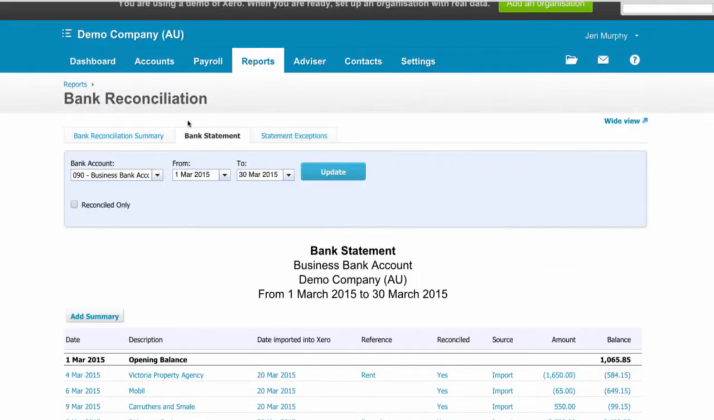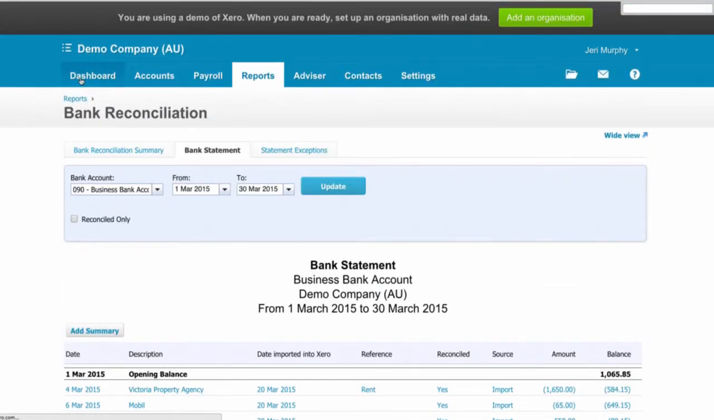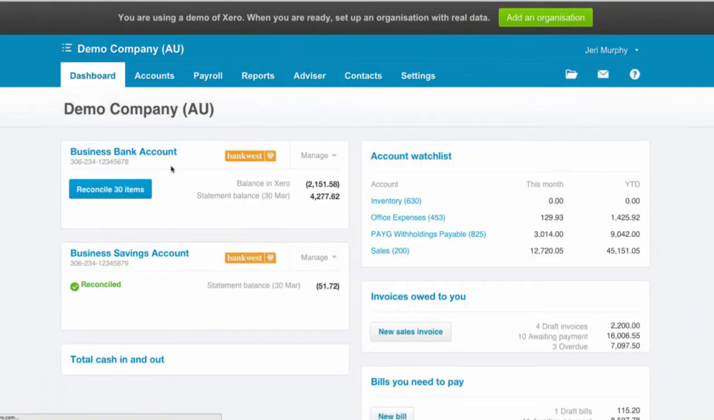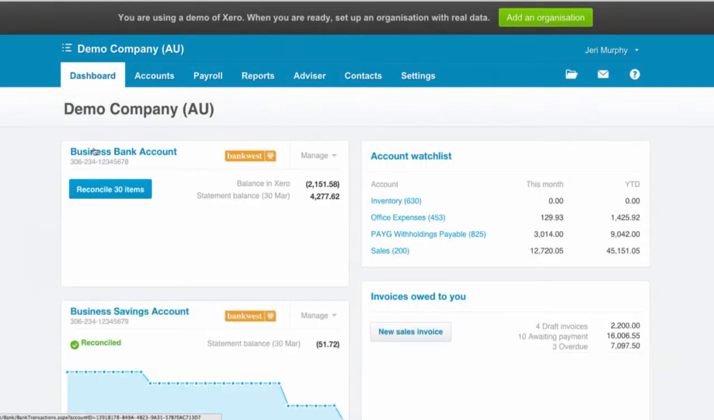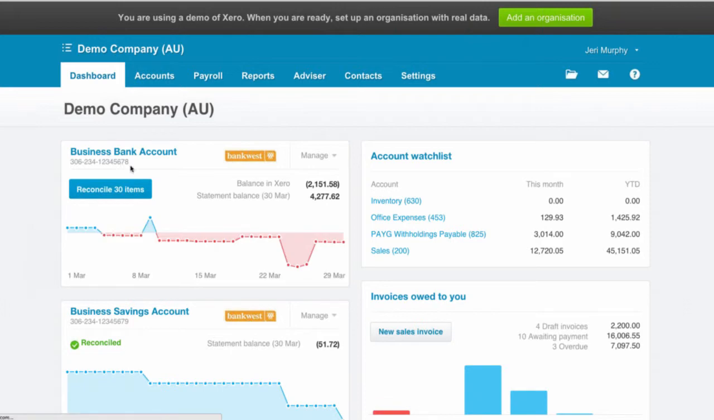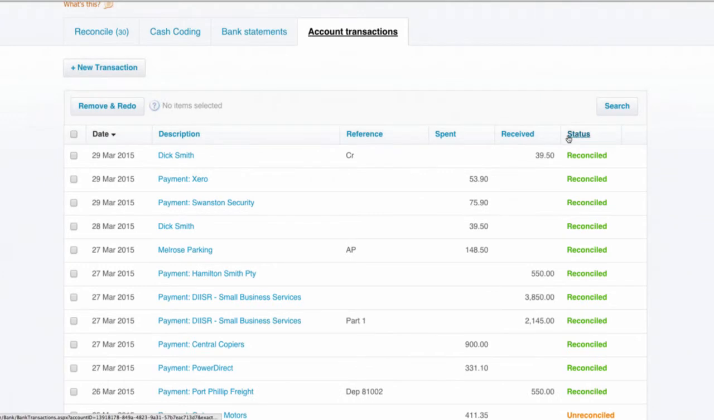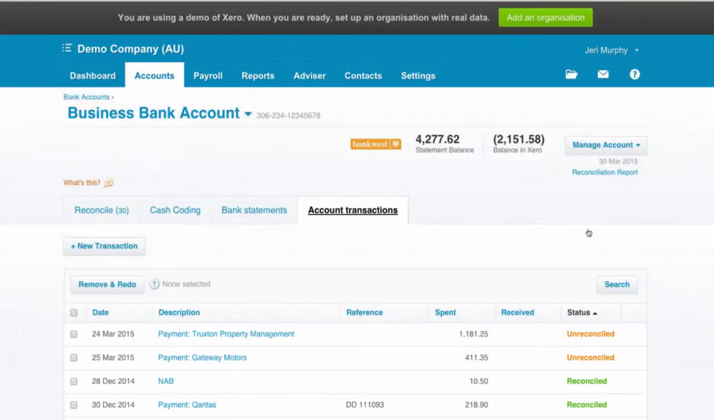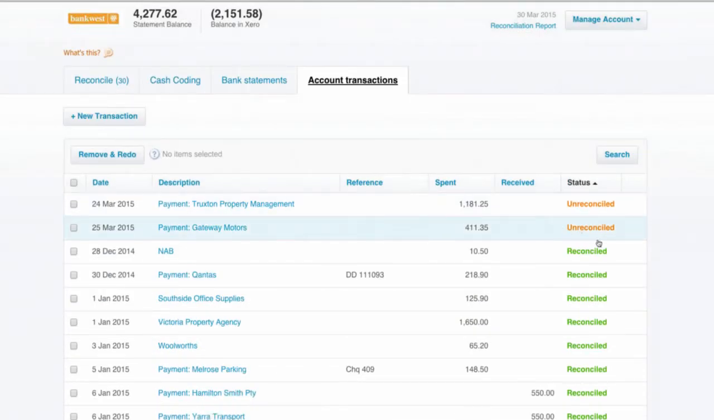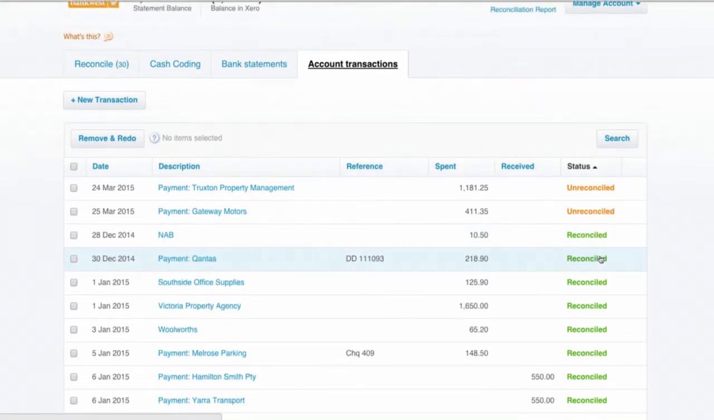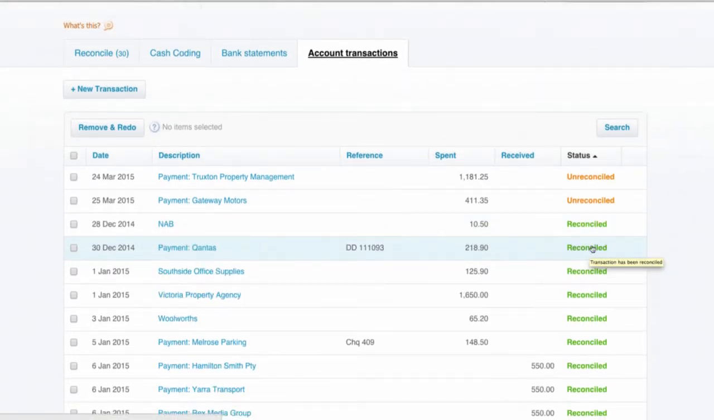The way that I like to find the manually entered transactions that have been marked as reconciled is very, very simple. Go to your dashboard, click the name of the account to go straight to the account transaction screen. In the account transaction screen, no matter how many transactions you have, press status up the top here. It will bring any unreconciled transactions to the top, and any transactions that have been reconciled and force reconciled. The way you can recognize those, this file doesn't have any, is that this reconcile word will be black.